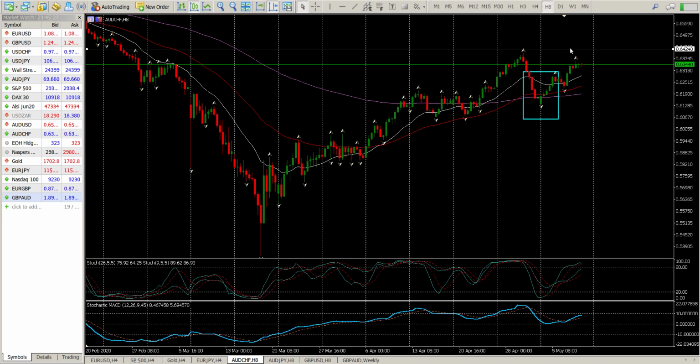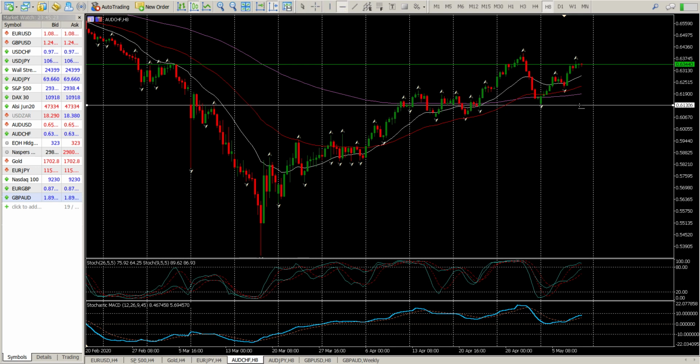This area is also an area for a double top. Okay, but for the double top to play out, I'm going to want to see us break below that area there, and that is 0.61306.